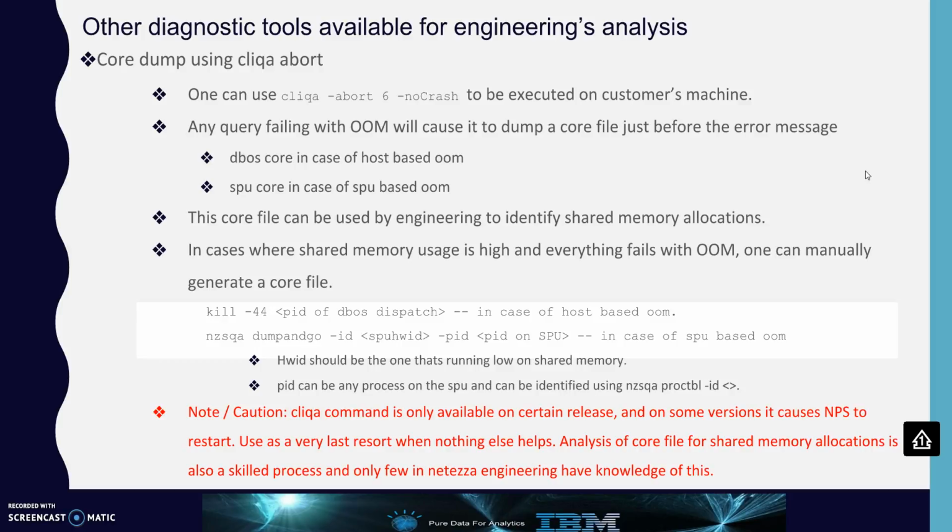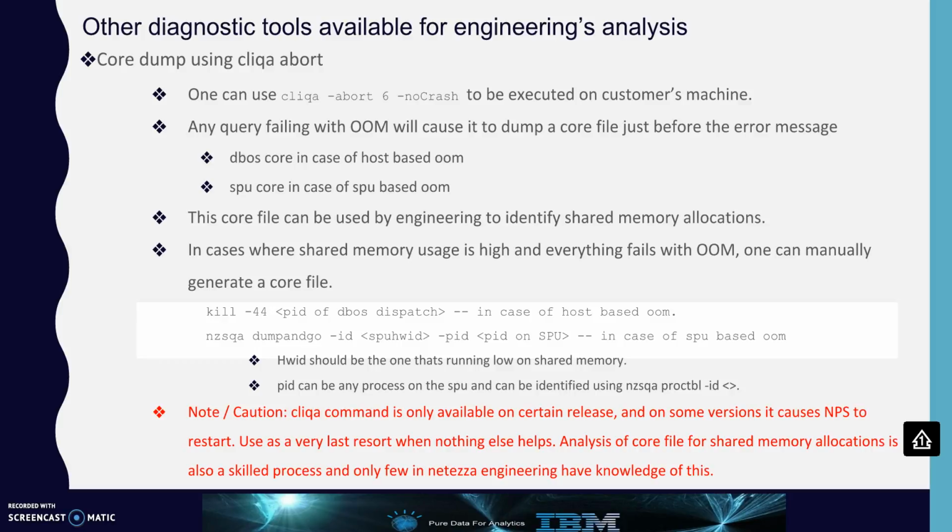In a case where shared memory usage is high and everything else fails with out of memory, one can manually generate a core file using kill -44 of the host dispatch in case of a host-based out of memory error. Use the NCSQ dump and go to identify a particular spool and a particular bit in case of a spool-based out of memory error. The hardware ID should be the hardware ID where we are getting out of memory errors or that is running on shared memory, whereas the bit can be any process on the spool. We just need the dump of shared memory.